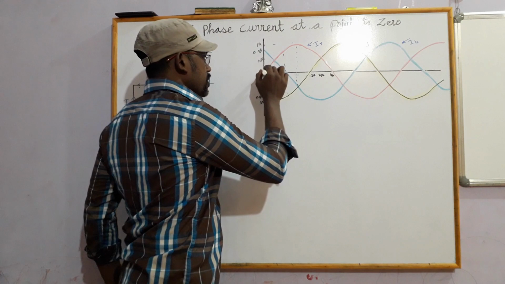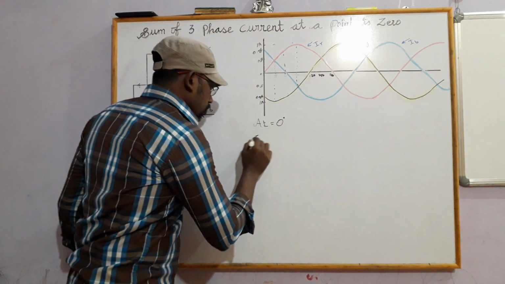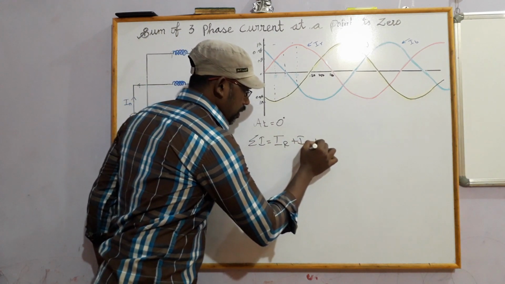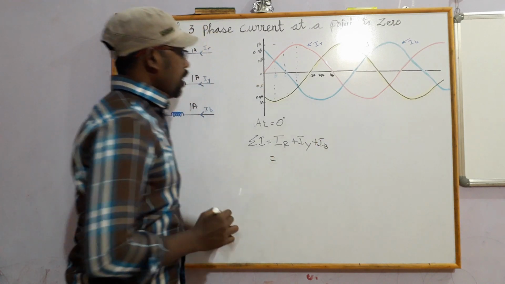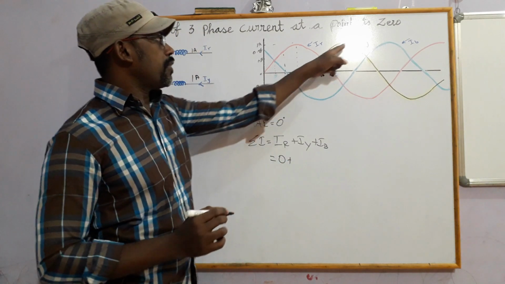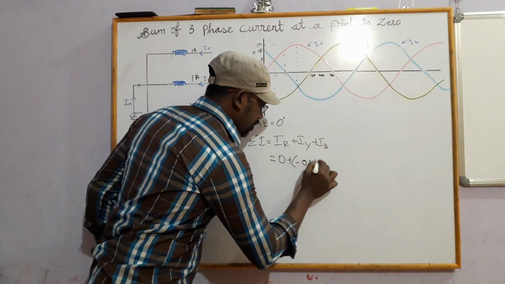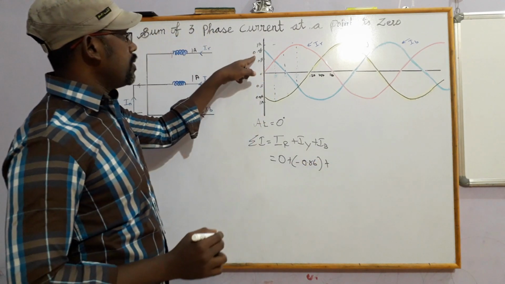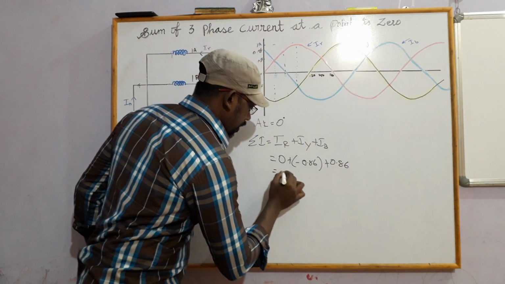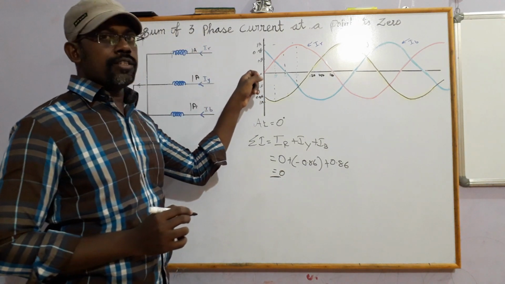I am going to check the statement at this point, at 0 degree. Sum of current: IR plus IY plus IB. IR is 0. IY, this is the Y waveform, is minus 0.86. B is 0.86. When I add all this, I get 0. So this statement is proven at 0 degree.